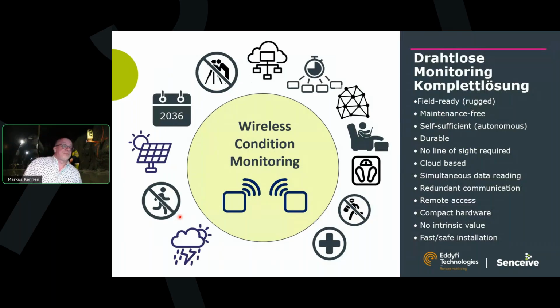we basically have rugged equipment with low maintenance, easy autonomous systems powered, for example, through solar panels, with long battery lives that also provide life cycle monitoring. We don't need line of sight for this. We have all the data in the cloud.